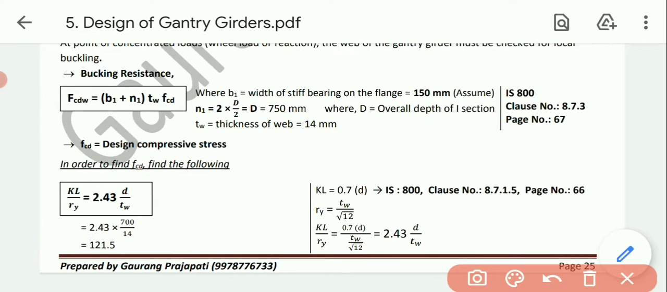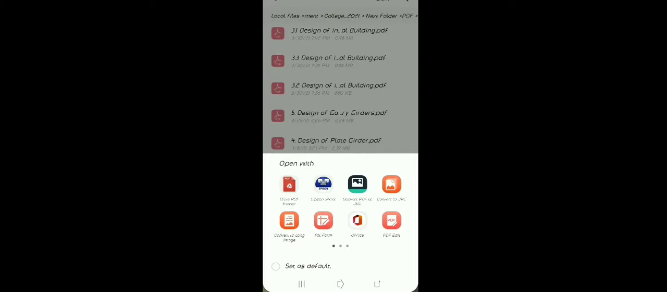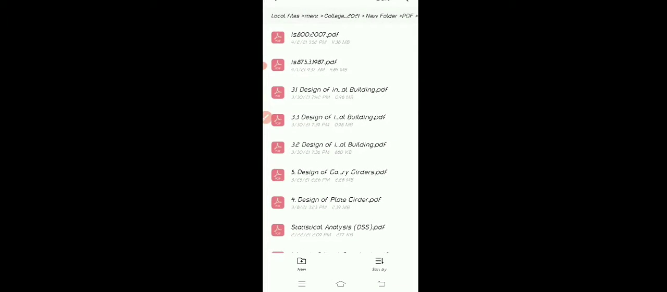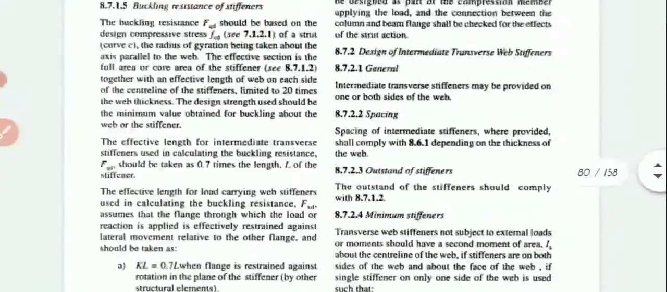Now by using table number 9c, I can directly calculate fcd from this 121.5. Just a minute. Now table number 9c, page number 42.